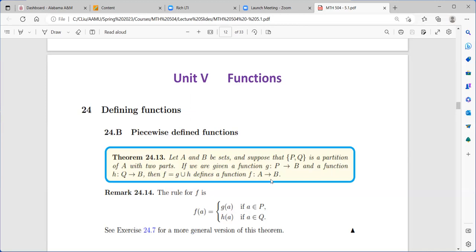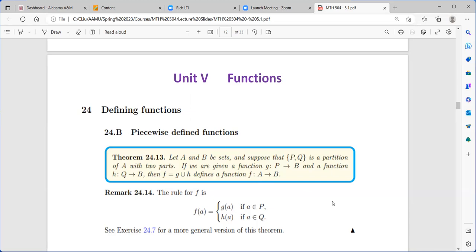That's called the piecewise defined function. So always keep in mind, when we talk about function, it is a special type of relation, which is a set of ordered pairs. Then each function g and h is a set. It's a set of all the pairs. So then you can take the union of the sets to get another set, and actually you will get a function we call f from A to B.